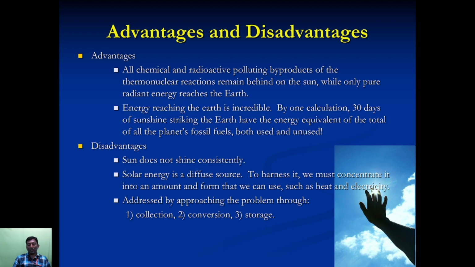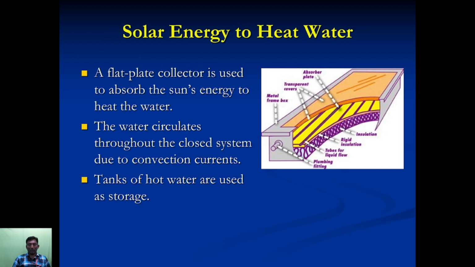And the third thing is storage. It's a very difficult job to store the electricity generated through solar thermal or solar PV. So we need a huge battery package or capacitor bank to store this generated electricity. These are some major disadvantages of solar energy.